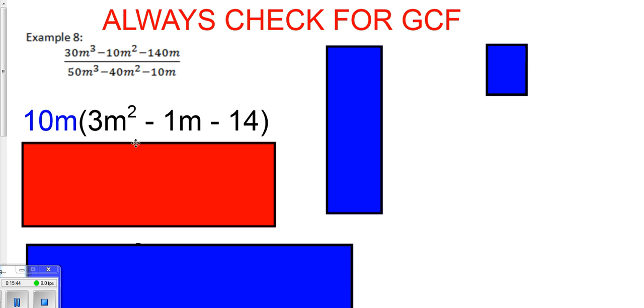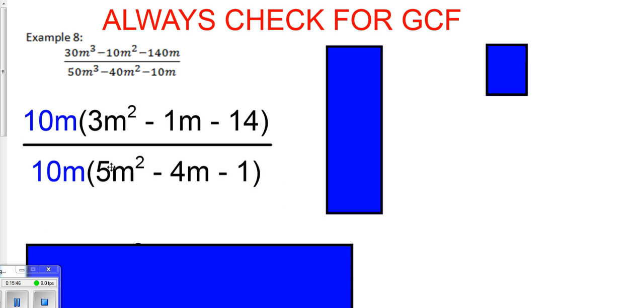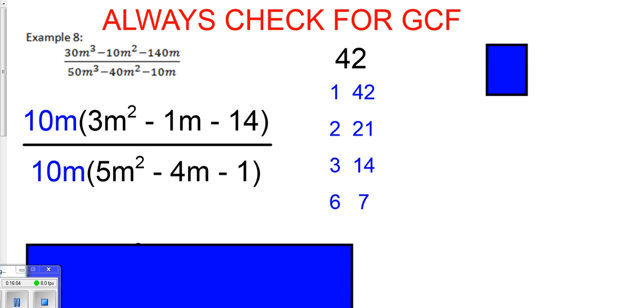Similarly, on the bottom, we can take a 10m out of each of those and get 5m squared minus 4m minus 1. Now we're looking at the two trinomials inside the parentheses. In this case, a is not 1, so we have to do the AC method. 3 times 14 becomes 42. Actually, we should write in that it's going to be a negative 42, because we have negative 14 here. So we're looking for two factors of 42, one positive and one negative, so that they'll add up to negative 1.